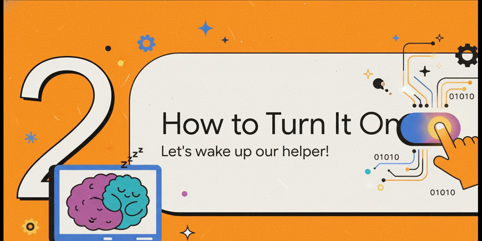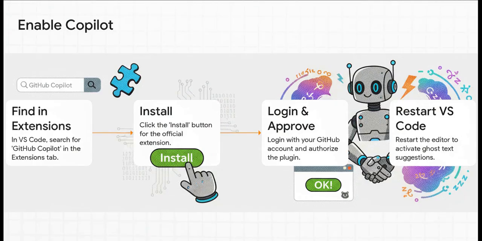Let's do it together. Okay, so here are the secret steps to wake it up. First, you look for a little button that looks like a puzzle piece. Then, you just type in its name, GitHub Copilot, and push the big install button. You'll sign in, say OK so it can connect, and then you just close the whole thing down and open it back up. And poof, like magic, your robot helper is awake and ready to play.